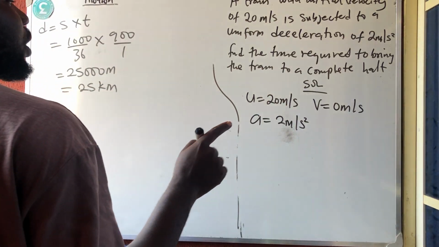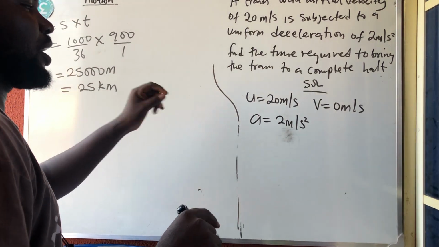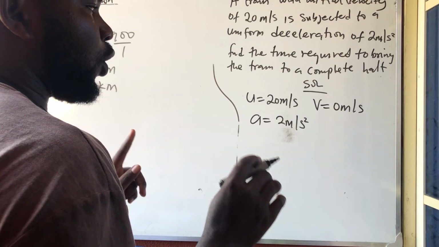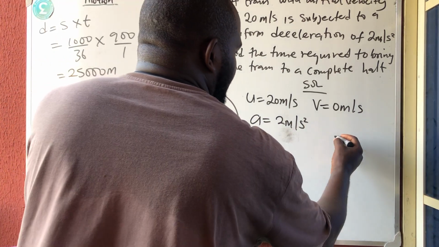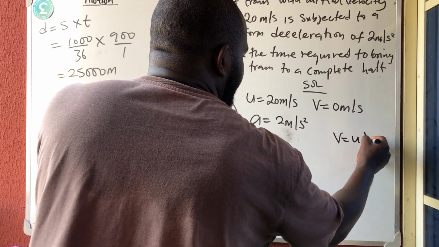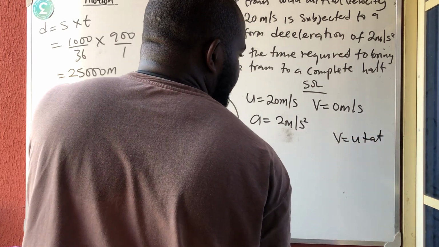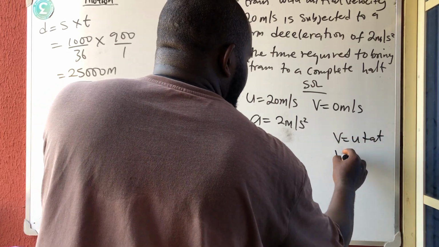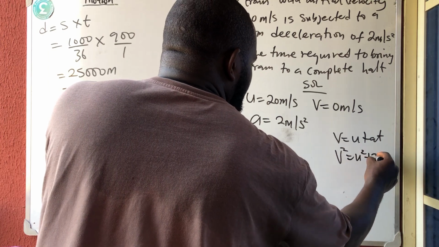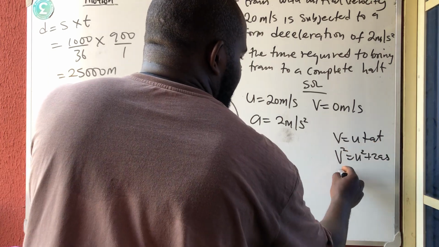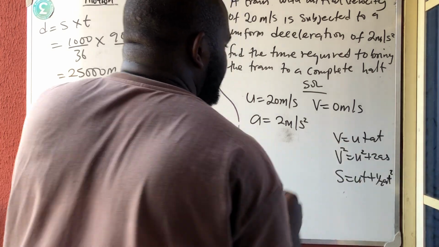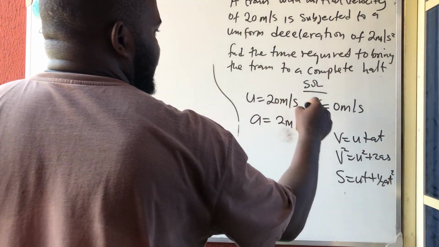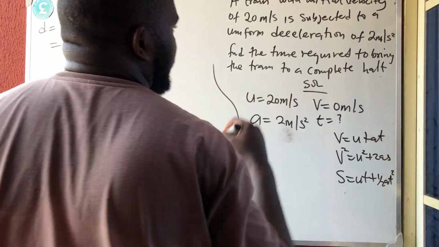In fact, if you cannot remember the formula for acceleration, just write out the 3 equations of motion, and know the one to use. The first one says V is equal to U plus AT. The next one says V squared is equal to U squared plus 2AS. And the last one says S is equal to UT plus 1 over 2AT squared. Check the one where they say we should find the time. The time is what I'm required to find.